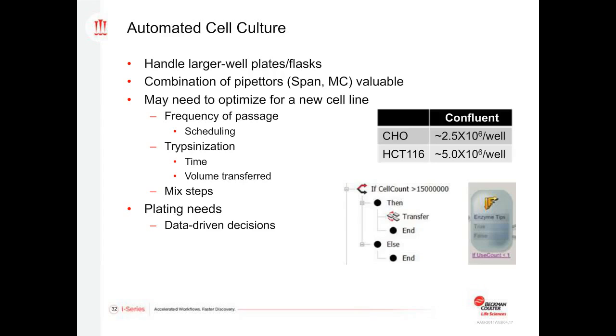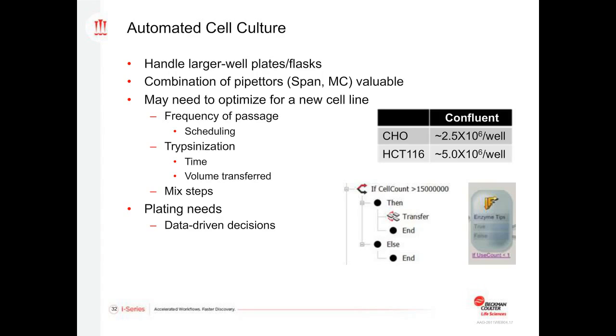So if you do find the need to spin out any of those reagents, obviously there are some automated solutions for that as well, and you can do media exchanges and not have to worry about residual trypsin. And finally, it comes down to mix steps as well. As I mentioned, the HCT116 cells were a little more clumping than the CHO cells were, and so we basically increased the number of mixes that we performed.